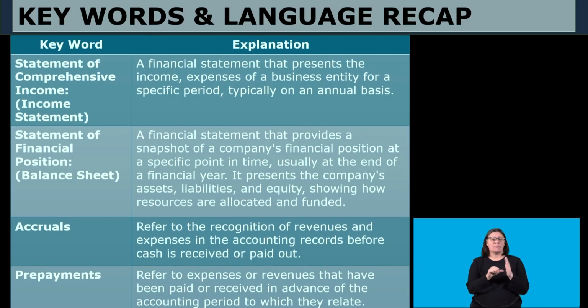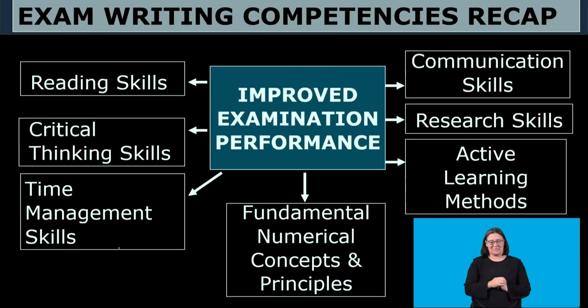Here are the keywords and language. The statement of comprehensive income is a financial statement that represents the income and expenses of a business. And then the statement of financial position is a financial statement that provides a snapshot of a company's financial position at a specific point in time. Then remember what accruals and prepayments are. Here are your exam writing competences.